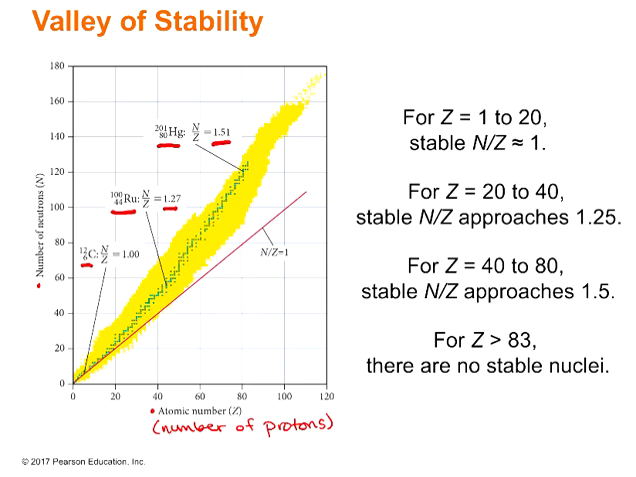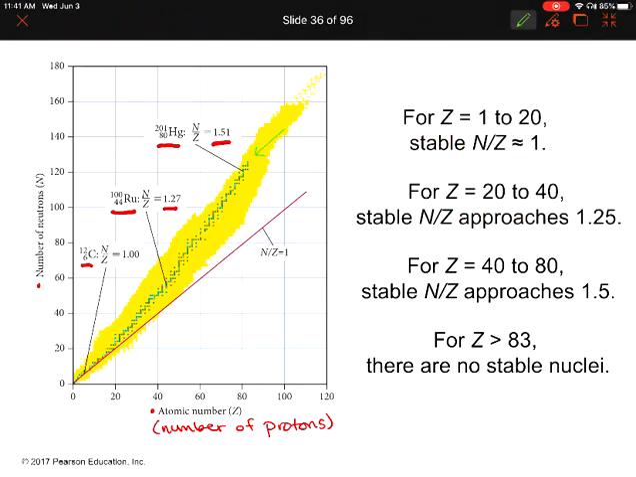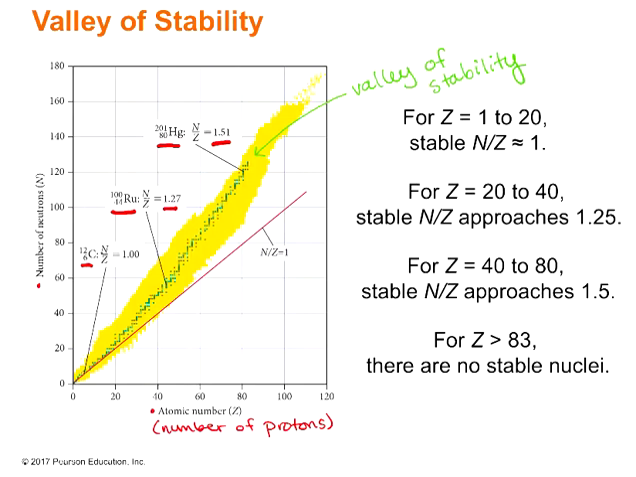Now you'll also notice that there are some green dots among all of these different yellow dots. Those green dots are stable nuclei, and we call that the valley of stability. So those green dots are in a valley between two yellow mountains. Okay, so let's go over some of the trends that we see in this chart.